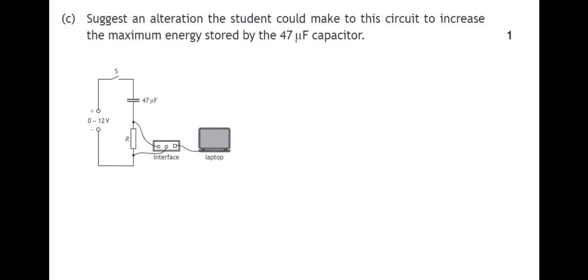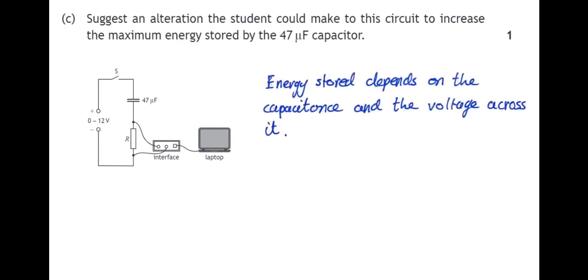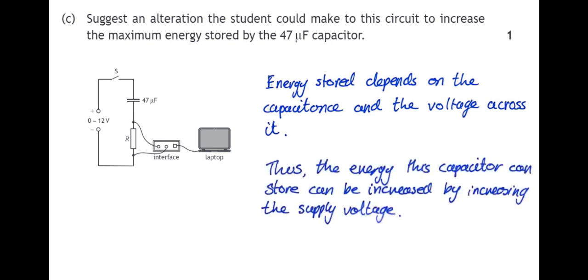Now, what is it that affects the energy stored in the capacitor? Well, the energy stored in the capacitor depends on how much charge is in the capacitor. And the amount of charge that's stored in the capacitor is determined by how much capacitance the capacitor has and how much voltage there is pushing the charge into the capacitor. And as we're not changing the capacitor value, the only thing that we can alter is the supply voltage. So we increase the supply voltage.